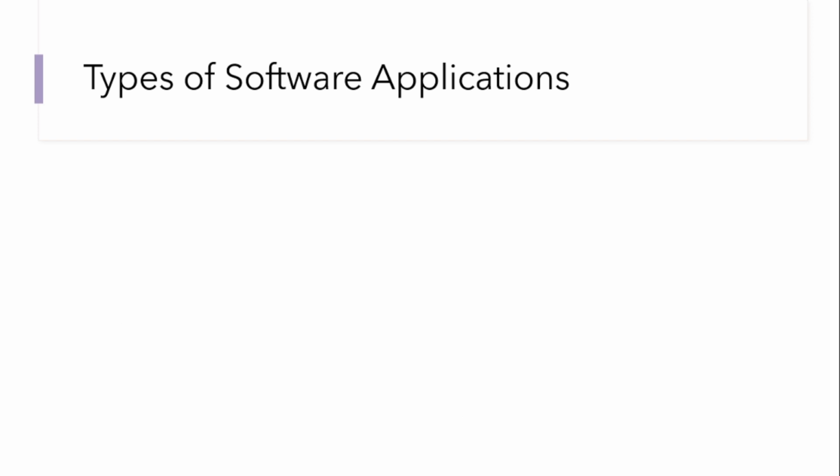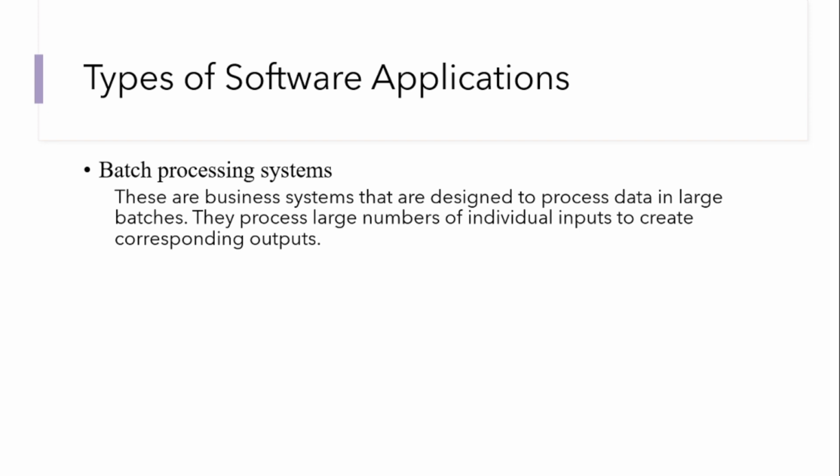All right. So let's move on to talk of the next one, that is the batch processing system. Batch processing systems are business systems that are designed to process data in large batches. They process a large number of individual inputs to create corresponding outputs. So this type of system is designed to process data in batches. An example can be a payroll system.